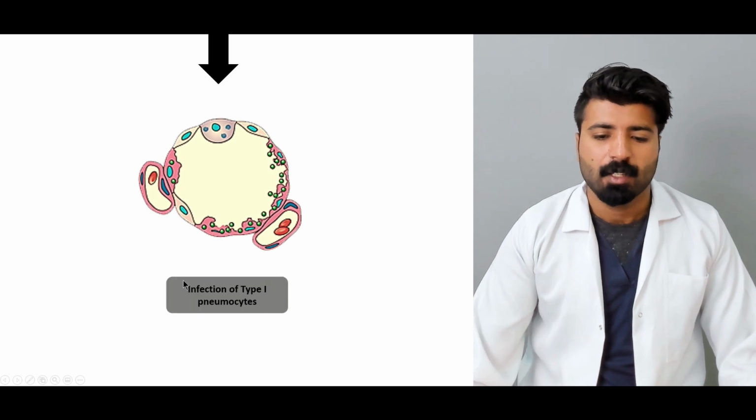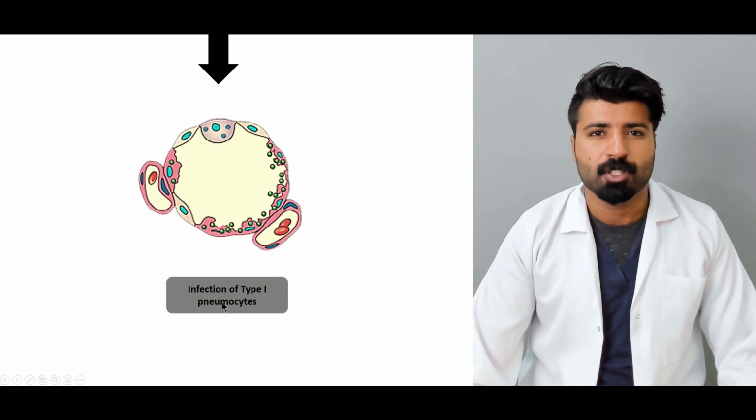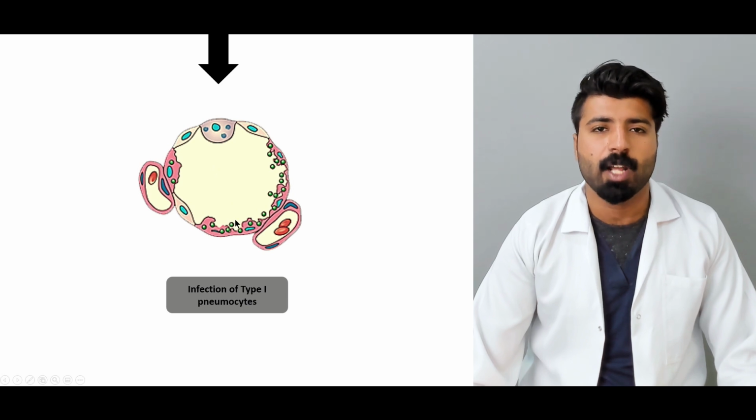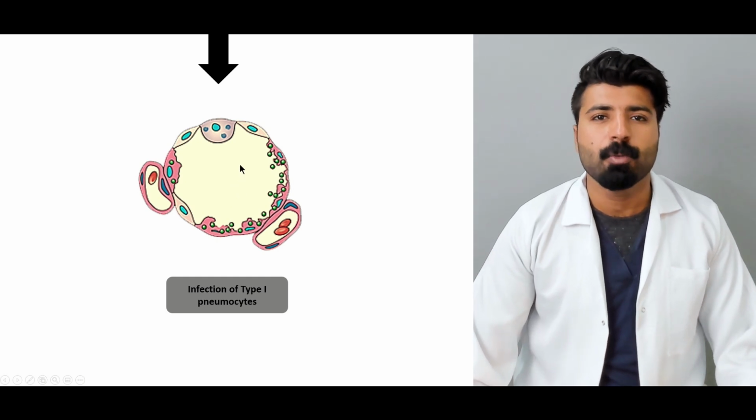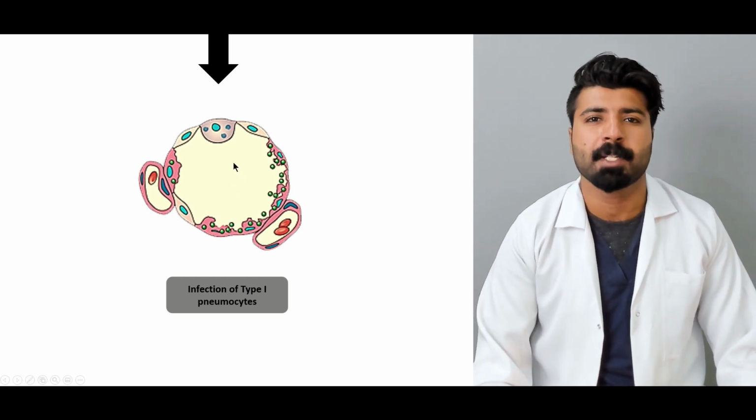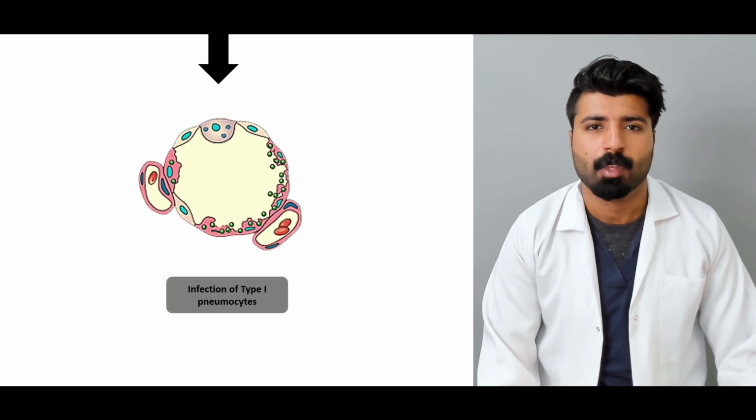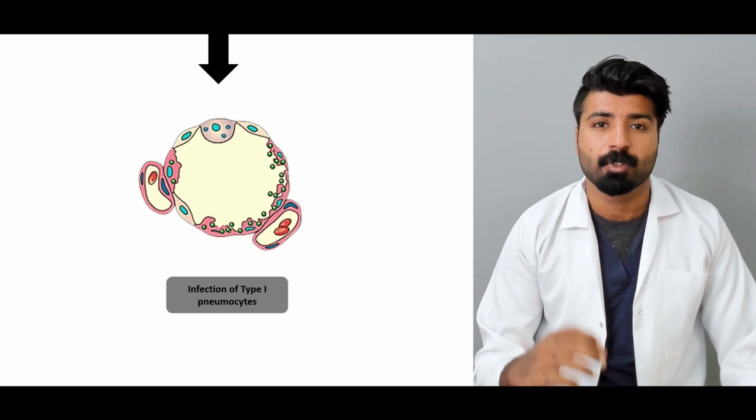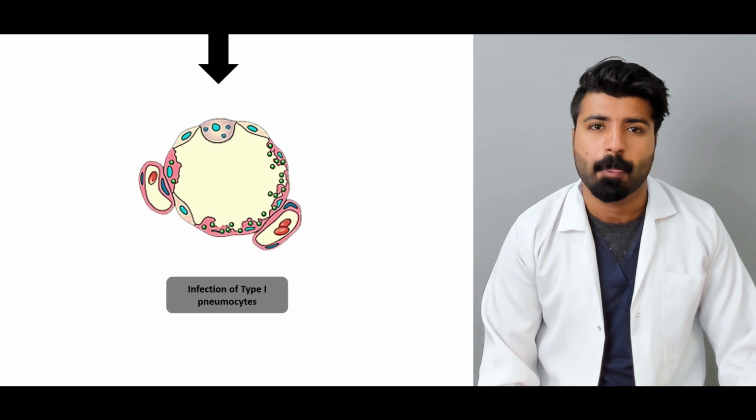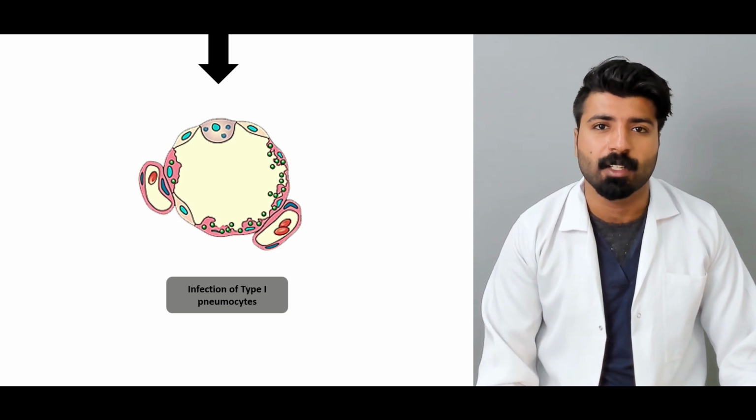What happens is that infection of type 1 pneumocytes happens. They're going to destroy type 1 pneumocytes. Why are they going to affect pneumocytes? Let me tell you, pneumocytes type 1 and type 2 are very basic structures of the respiratory system. They're responsible for the production of surfactant. They're responsible for regeneration of the cell. They're the building blocks of the cell. So they're going to destroy them so that there is no regeneration.